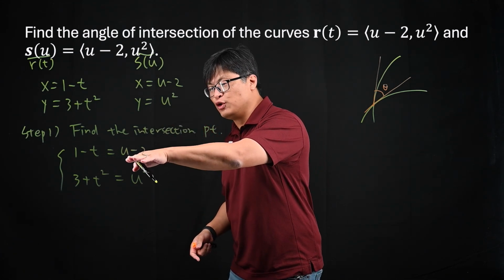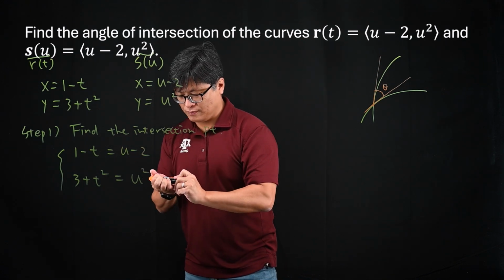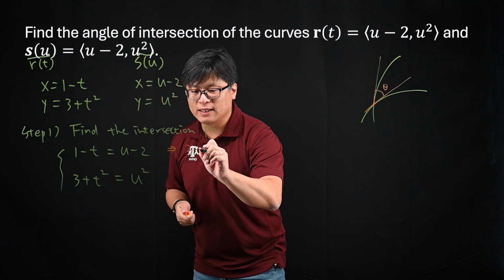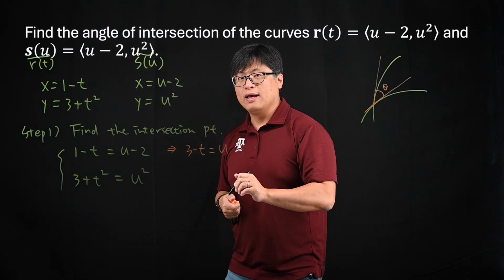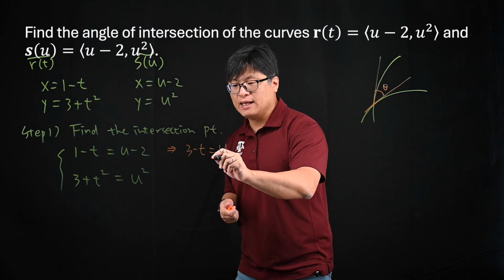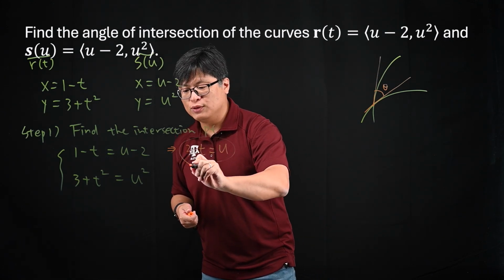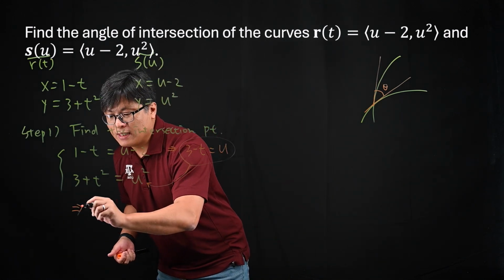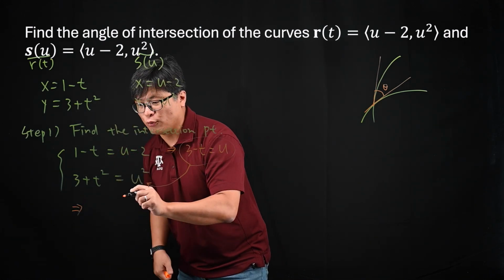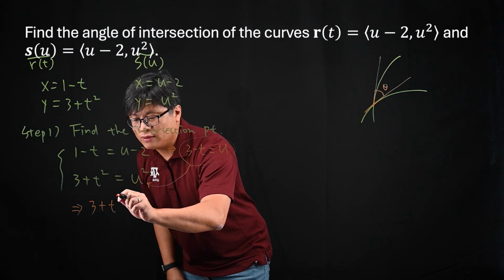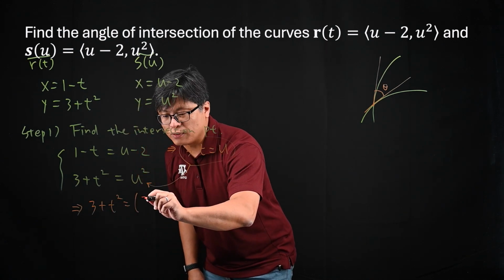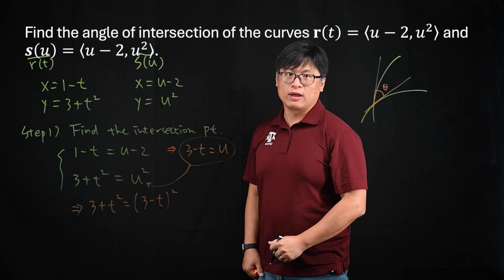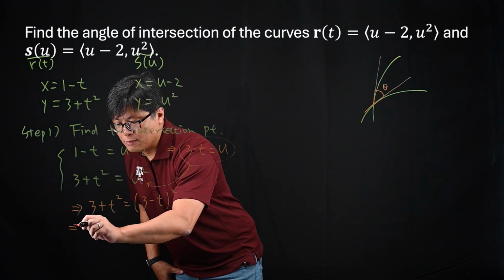For this problem, I think the substitution method is best, okay? Let me solve for u in the first equation, adding 2 on both sides. Then we can say 3 minus t is equal to u, okay? Then with u written in terms of t, we're going to plug this into the second equation, which is the substitution method. Then your second equation will be an equation in t only, right? 3 plus t squared is equal to, instead of u, 3 minus t squared. Now it is an equation for one variable, okay? We can find it.